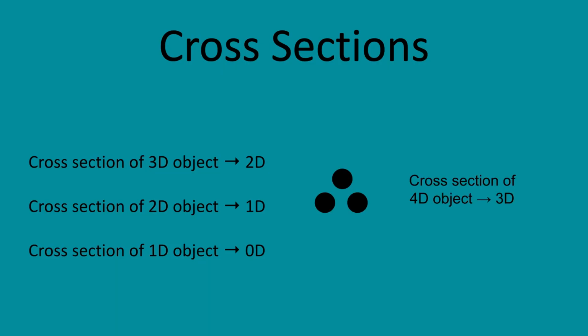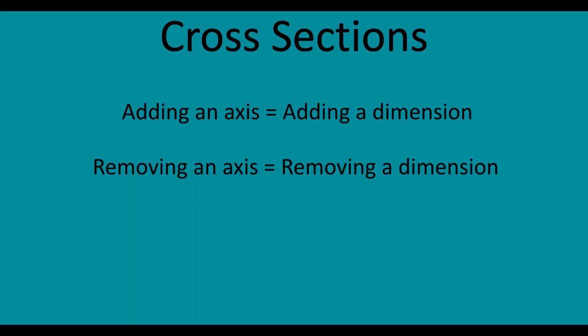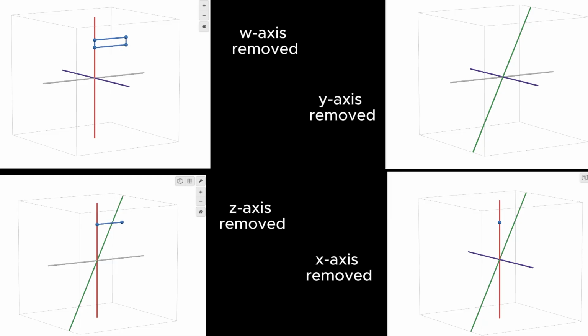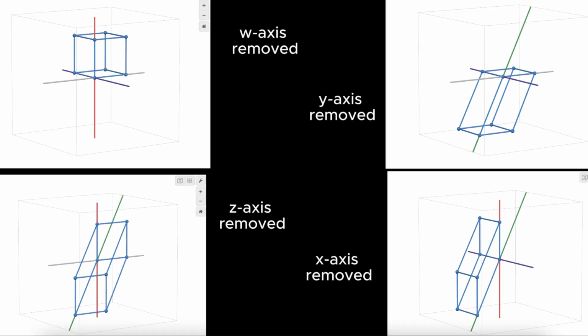Therefore, the cross-section of a 4D object must be in 3 dimensions. We know from before that adding an axis means adding a dimension, so removing an axis must mean removing a dimension. Because a cross-section is a removal of one dimension, this means that removing an axis should yield a cross-section of the shape. Let's try finding the cross-sections of our 4D shape to see if we get a 3D one. Perfect. They're all identical 3D shapes.